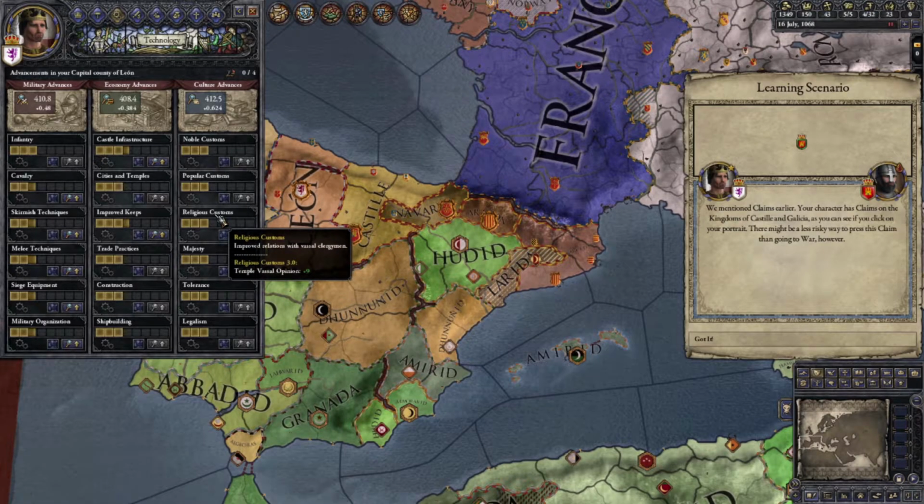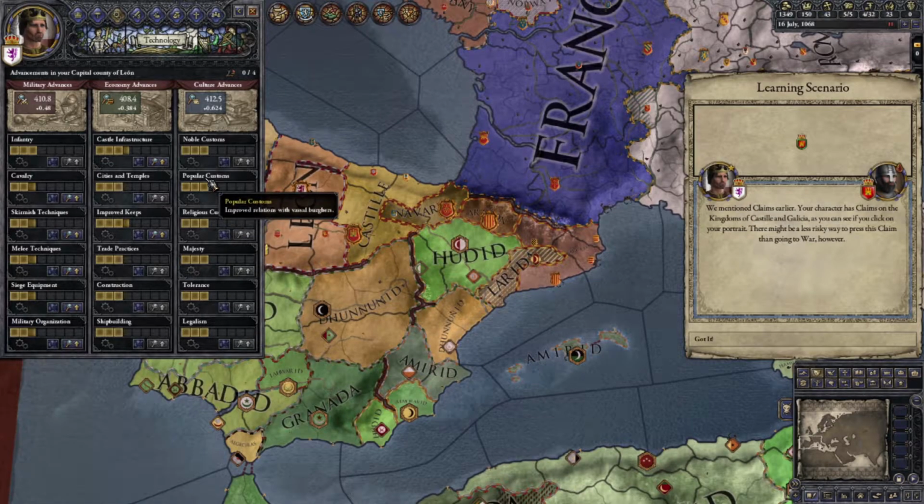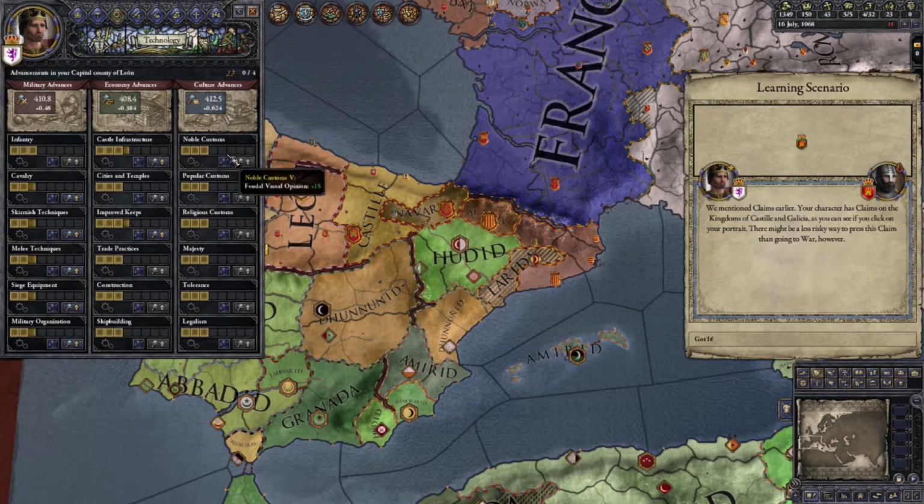Religious customs. Improved relations with the vassal clergyman. So you could just strengthen your ties to your religious factions so that your priests, your bishops, all them religious people like you more. Popular customs. So then here you can make the burgers. You can cook up those burgers, cook up your relationships with the burgers. Noble customs. And then you got your feudal stuff. So if you're having trouble with your feudal lords generation after generation, then you'll want to invest in noble customs.